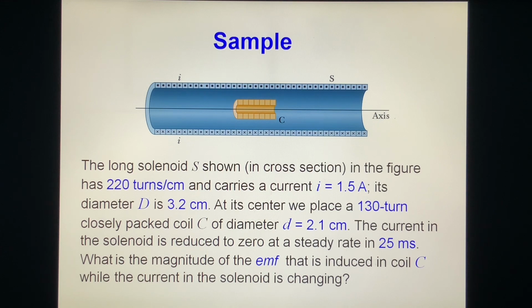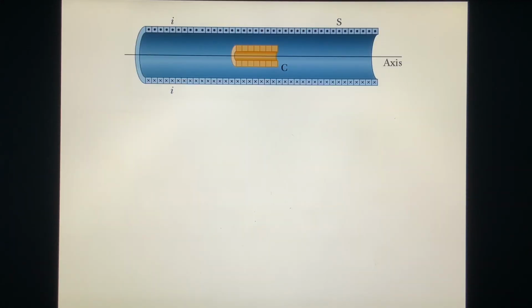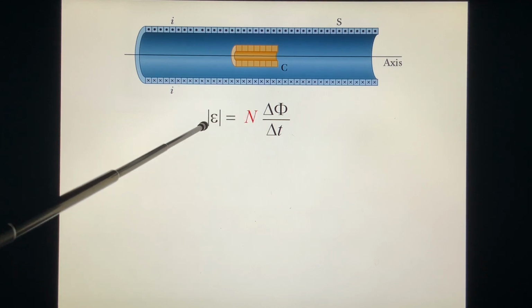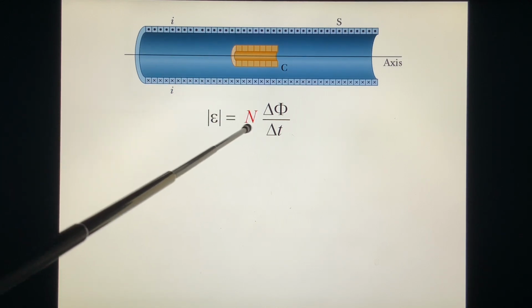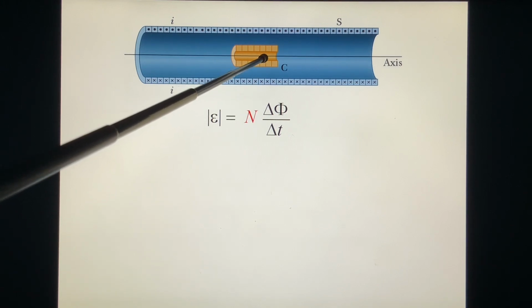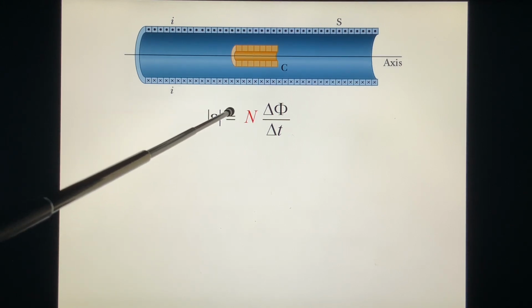What is the magnitude of the electromotive force that is produced in coil C while the current in the solenoid is changing? Now, the current in the solenoid changes from maximum to zero in 25 milliseconds. My question: in 25 milliseconds, we have an induced electromotive force. Then N is the number of turns of this coil, and we want to find it.